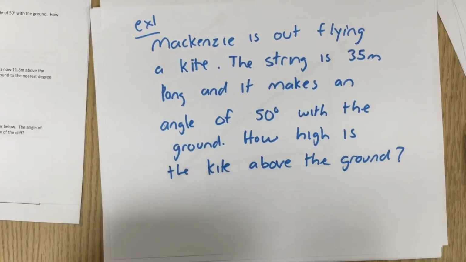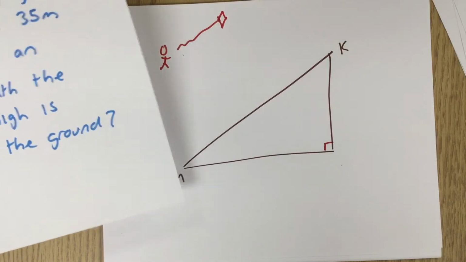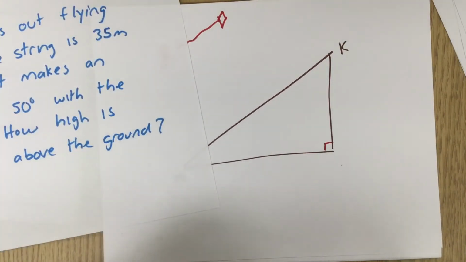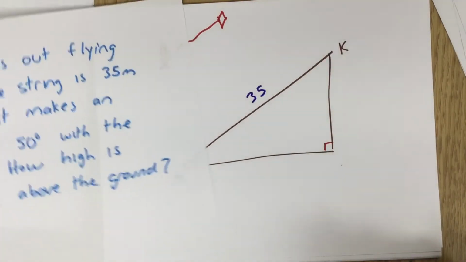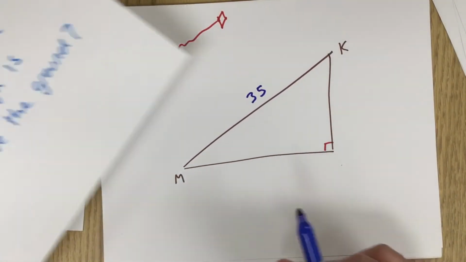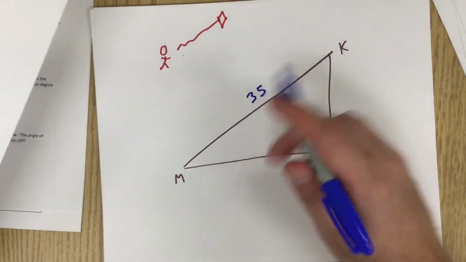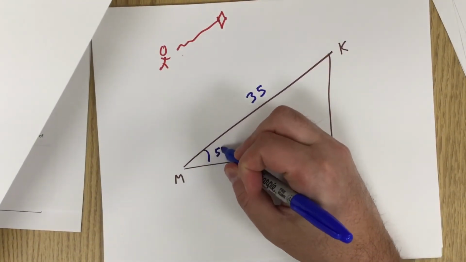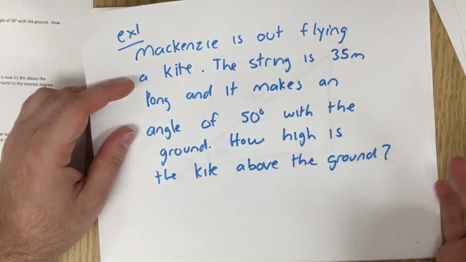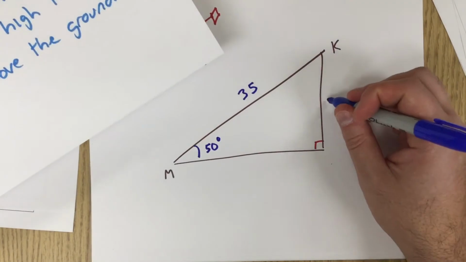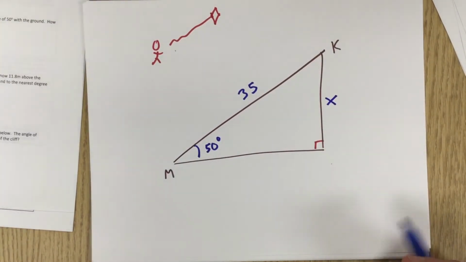And now we start putting things on. So the string is 35 meters long. So this is the kite string, so this is going to be 35. We don't have to put units on these diagrams. It makes an angle of 50 degrees with the ground. There's the ground, there's the kite string. So this is 50 degrees. How high is the kite above the ground? So that's the thing we're trying to find out. So we're going to call that x. Once we've done that, it's now just a straightforward problem.